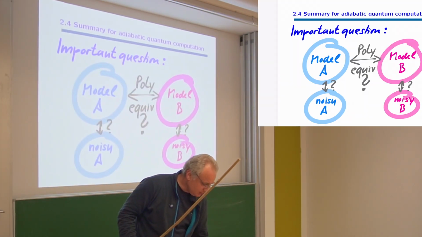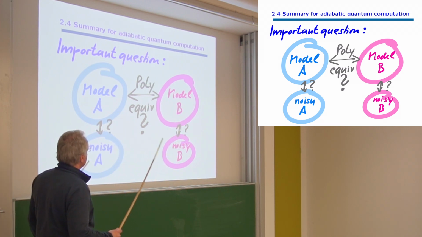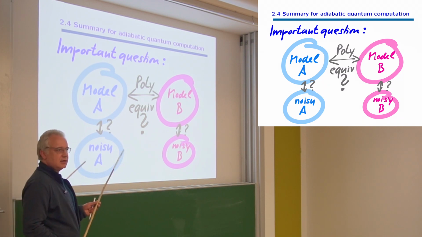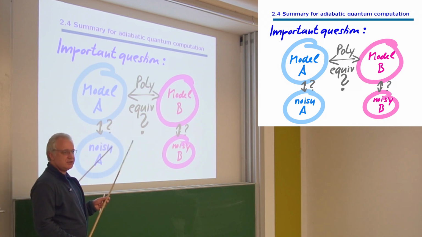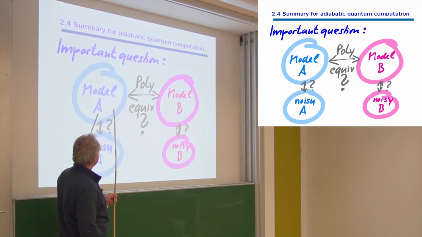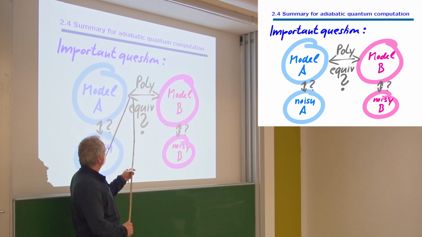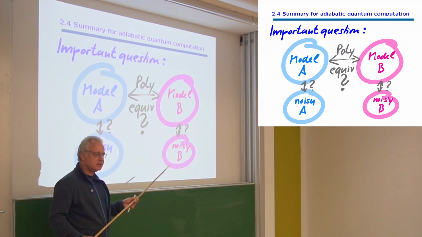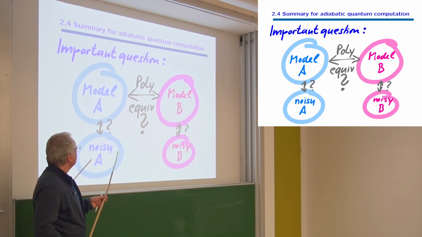Okay, this brings us back to a broader scenario. The adiabatic model is a computational model. We will look at other computational models, such as measurement-based quantum computation with magic states. And something that we will often do is ask: model A, model B, how are they related? Are they polynomially equivalent? And all the models that we talk about in this course are polynomially equivalent.